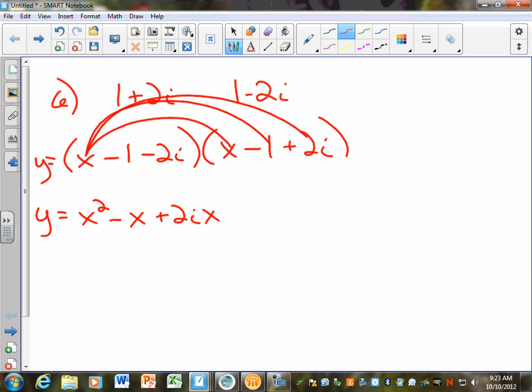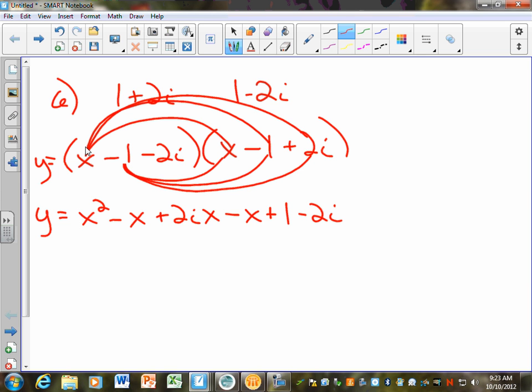And I have to do that for both the negative 1 and the negative 2, which means you're actually going to get 9 terms at the bottom when you're done this. Sorry, did you do this problem yet? No. Negative 1 times x is negative x. Negative 1 times negative 1 is positive 1. And negative 1 times 2i is negative 2i.